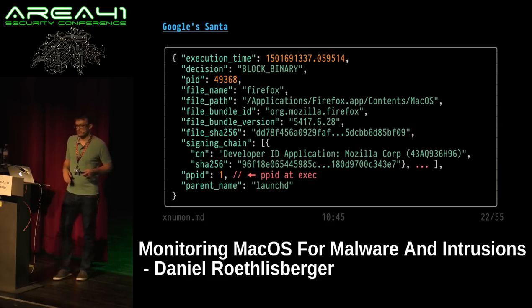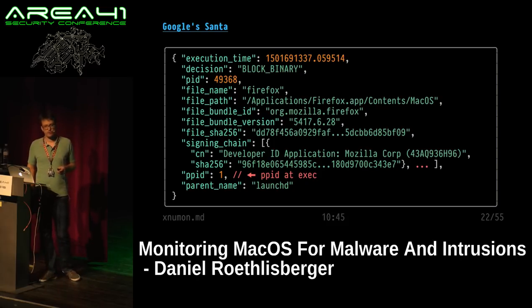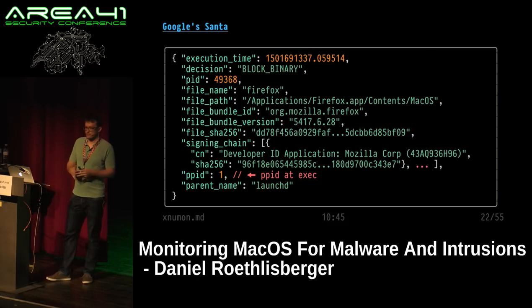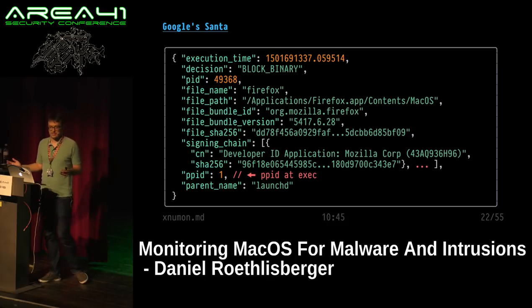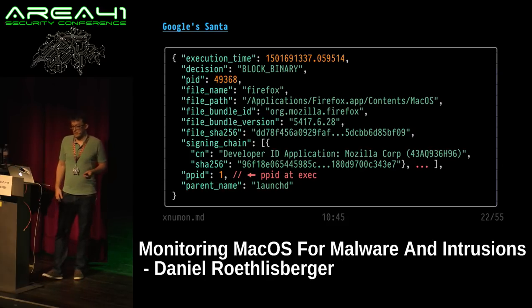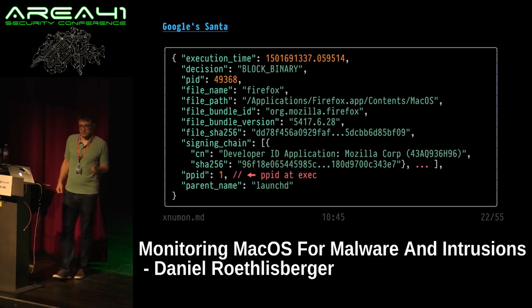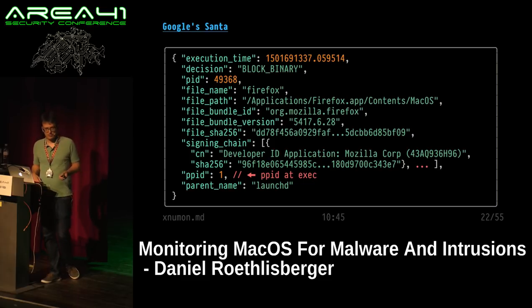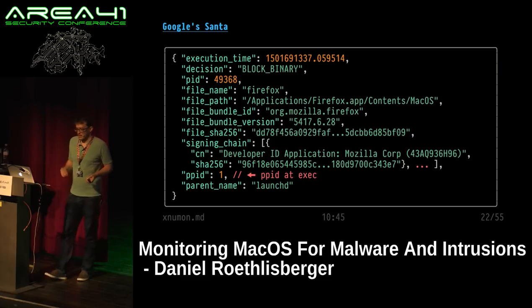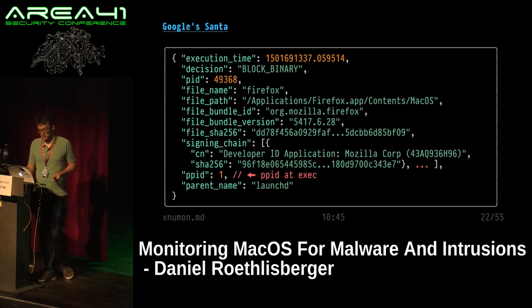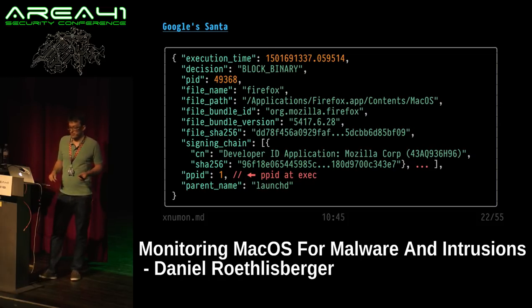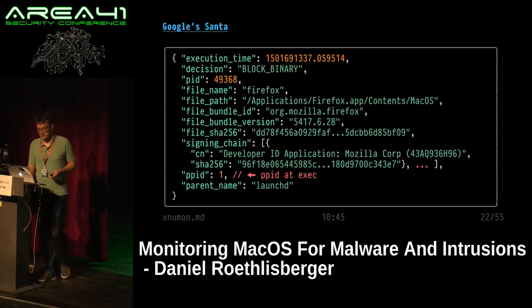But you can also do monitoring, because before you want to block things on a fleet of Mac systems, you need to know what's actually running on them already. So it can acquire a lot of interesting data, especially the hashes of the images and the code signing information. However, it's not so good at other context information. And one thing I would like to highlight is the parent PID at exec.